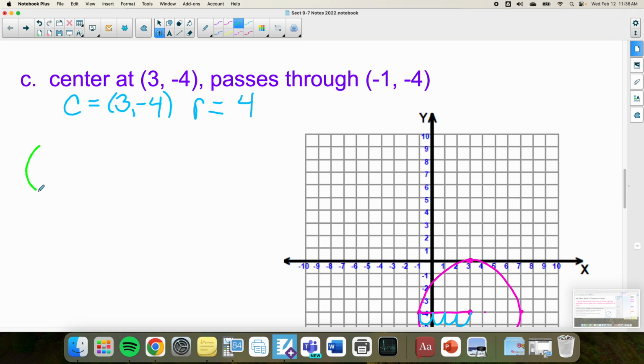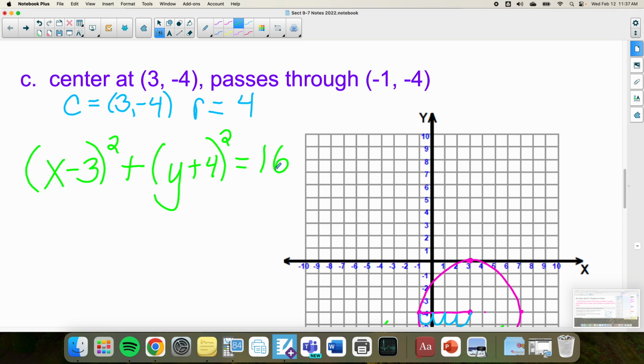So in parentheses, I'd go x what? -3. Don't forget you need parentheses squared. Then it's a plus sign, another parenthesis, y plus 4, parenthesis squared, equals 16, because 4 squared is 16. Very good.